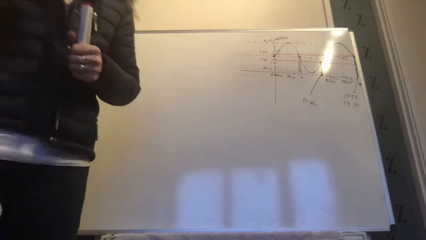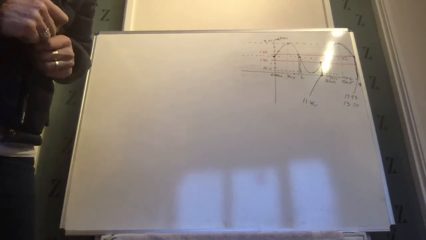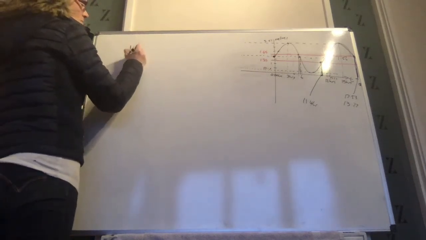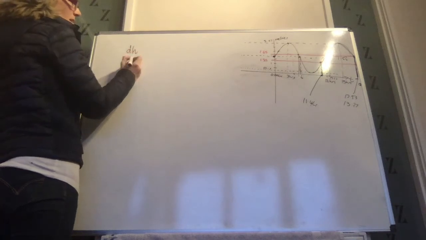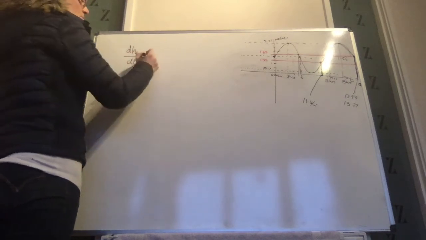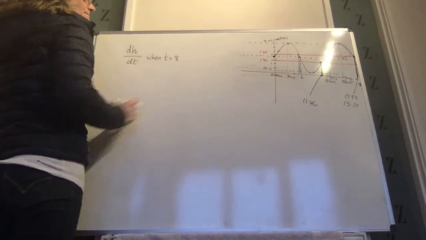The next bit is: find the rate at which the depth of water in the marina is changing at 8 o'clock. Find the rate at which the depth is changing. The depth means the height, so dH by dt. Find dH by dt, and they said at 8 o'clock, when t is 8.